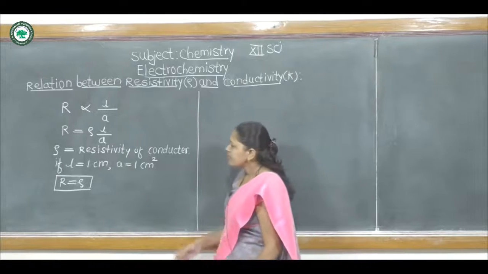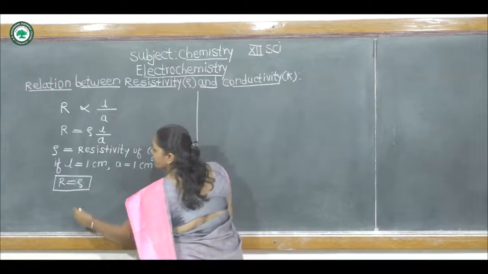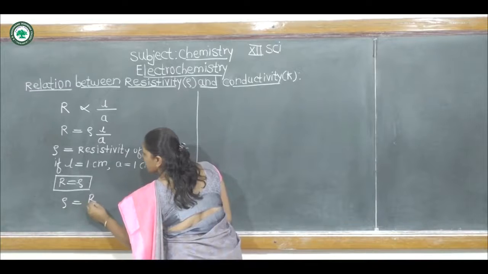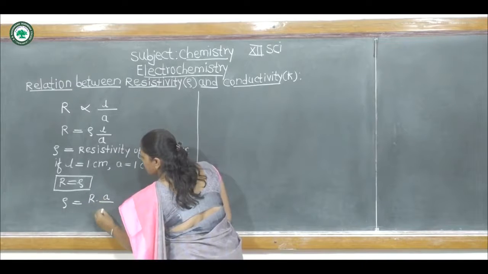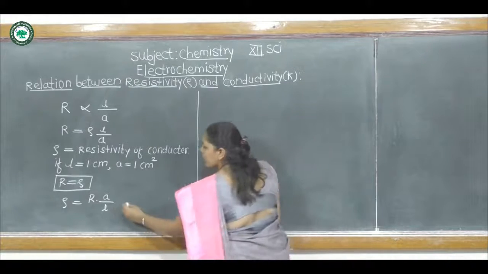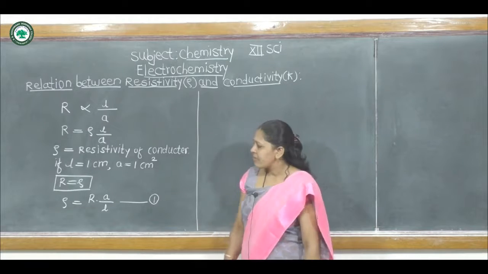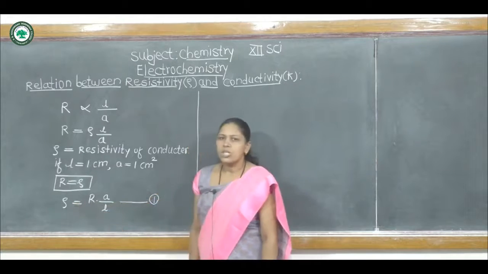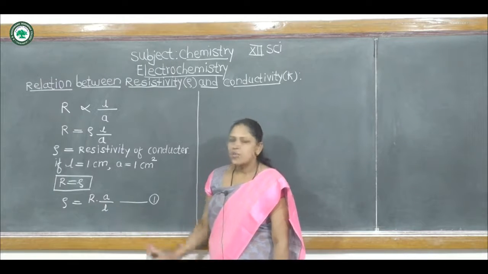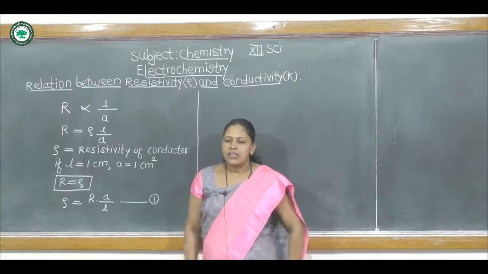Then from this equation, what is the value of rho? Rho is equal to R into A upon L. Say it as equation number 1. Resistivity is equal to resistance multiplied by area of cross section of the conductor divided by length of the conductor.